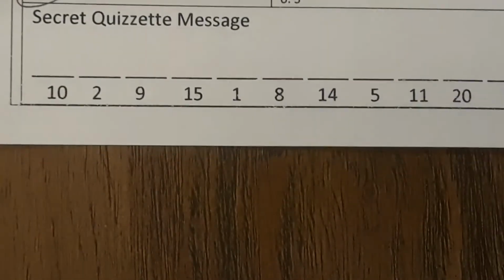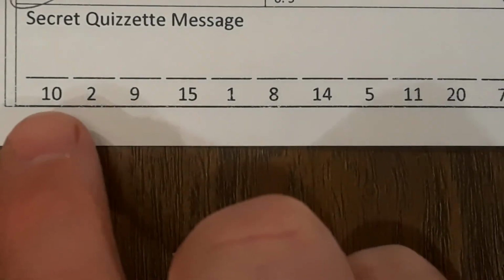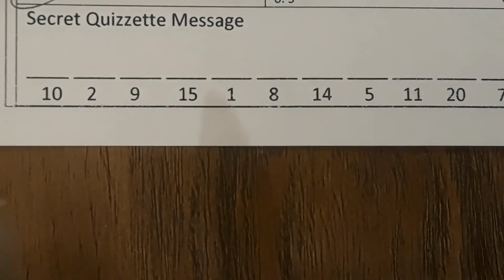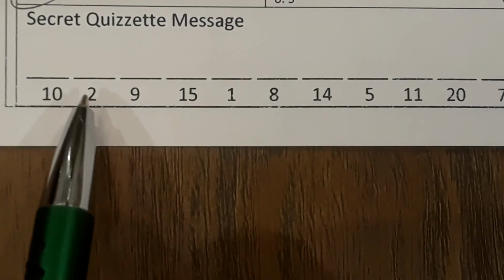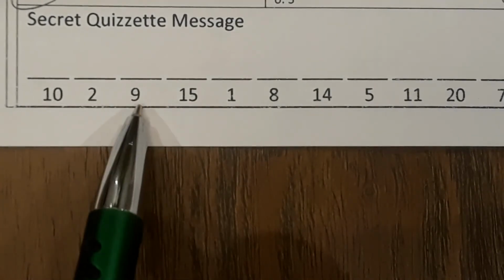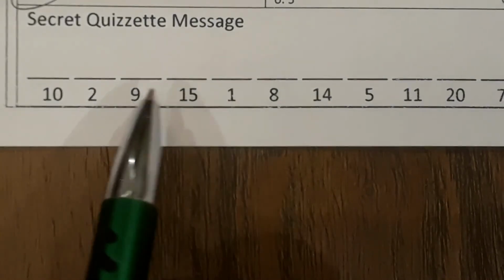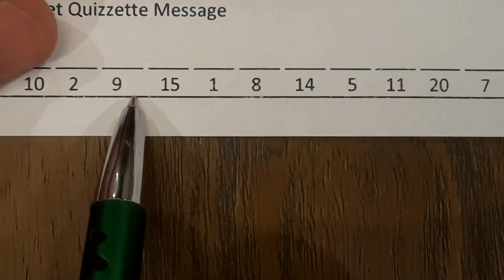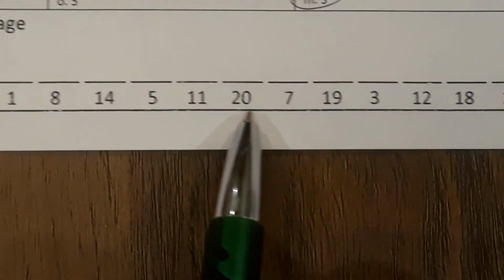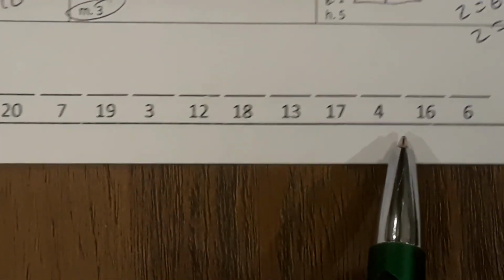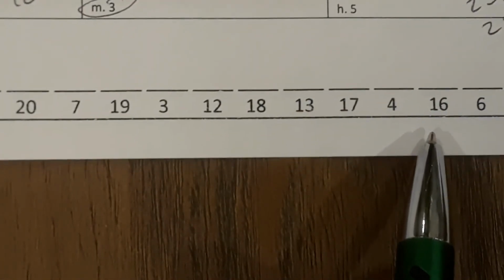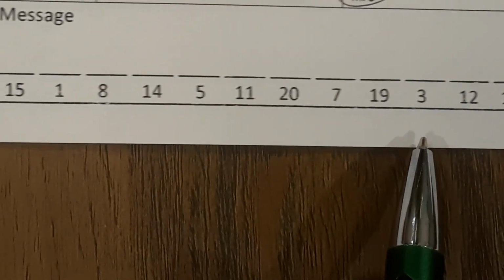Alright, your last step, what you're going to do is take all the answers from the Quizette and create the secret message. So this comes from question 10. This one comes from question 2, question 9, and so forth. The letters here will create the secret message to verify you did the Quizette correctly. Now, of course, the whole Quizette was on video this week, so it should be absolutely perfect.